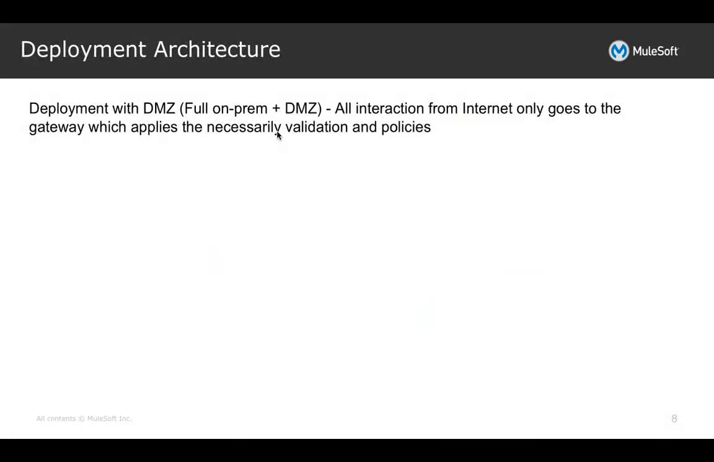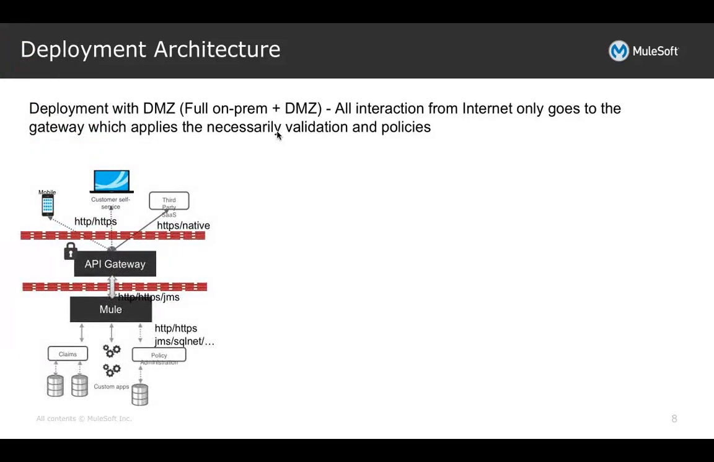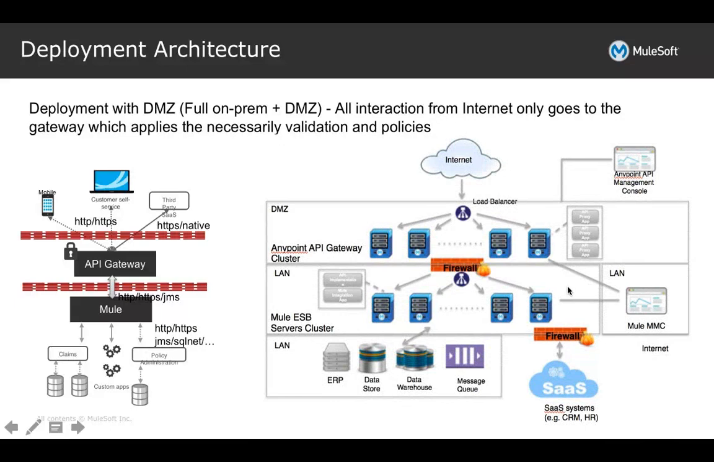Deployment architecture. Here, as ABC is using a full on-prem solution or infrastructure, we have this deployment architecture where we have a Mule ESB platform under the LAN, and then we have an API gateway, and these two are managed by MMC, as you can see here. And these API gateway servers are exposed over the internet using an external load balancer.